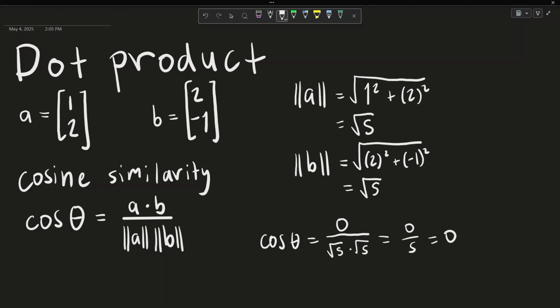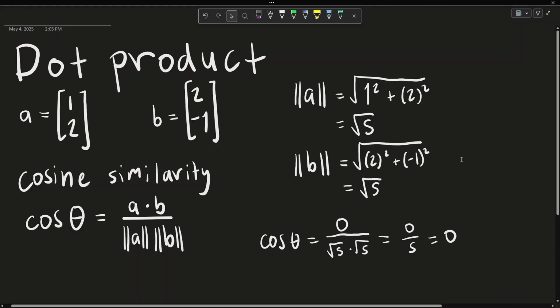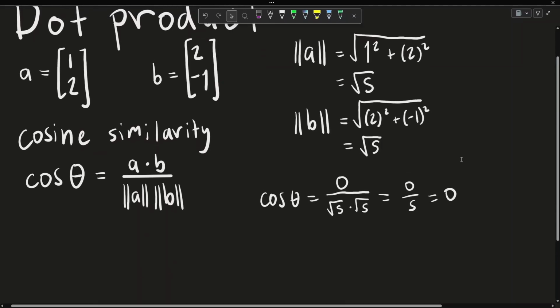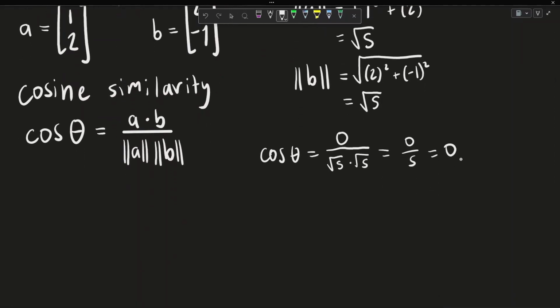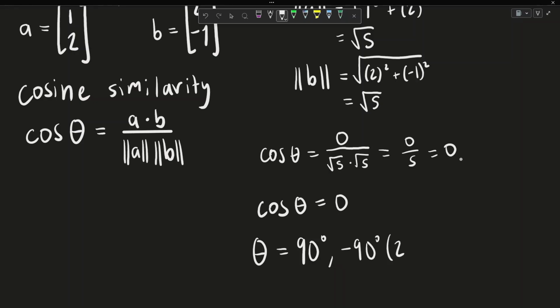And as we know, since these two vectors are orthogonal to one another, as we earlier established that a dot product of 0 indicates orthogonality, this means that cosine of theta equals 0. And we know that this occurs at 2 points in the unit circle. We know that this occurs when theta is equal to 90 degrees and when theta is equal to negative 90 degrees, or 270 degrees.